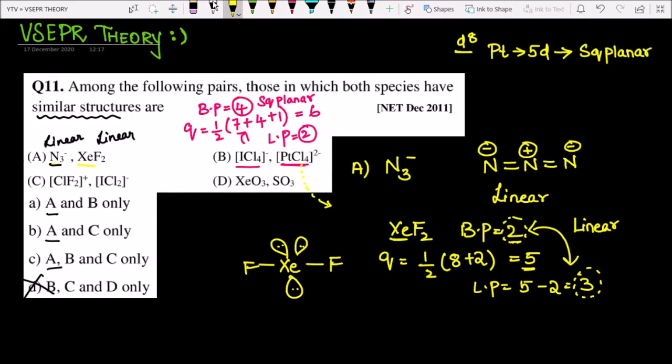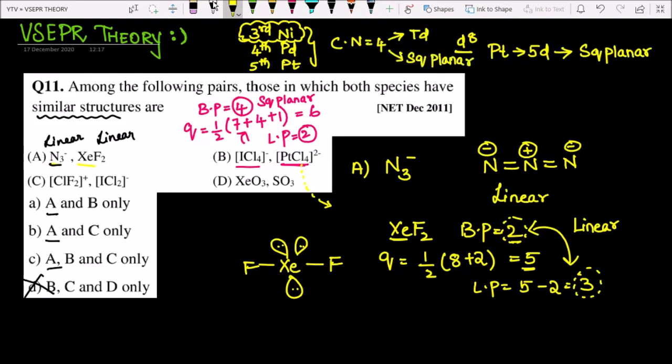Okay, so basically, you have nickel, then palladium and then platinum, right? All three are D8 species. They have 8 electrons in their valence shell. Nickel belongs to 3rd period, palladium belongs to 4th period, and platinum belongs to 5th period. Now in case of a 3rd period element, how do we decide whether it's going to be tetrahedral? If the coordination number is equal to 4, there are two possibilities. What are they? Either it can be tetrahedral or it can be square planar. How do we decide? In case of D8 species belonging to the 3rd period, if it is a weak field ligand, then it's going to be tetrahedral.